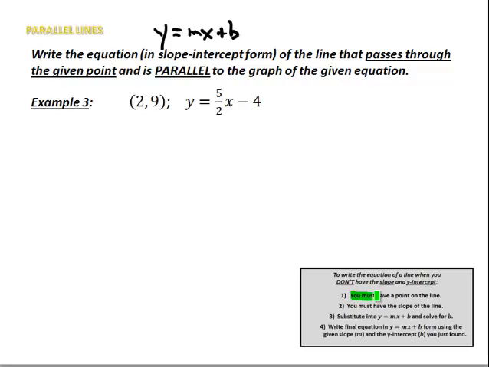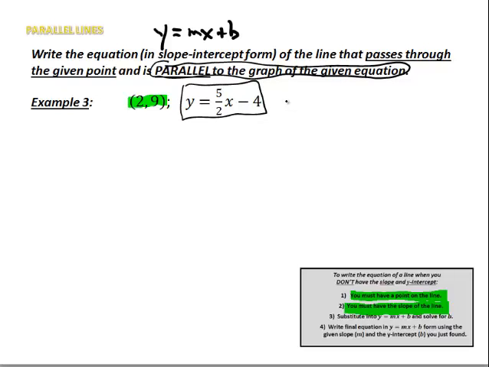So the first thing you have to have, remember, is a point on the line, and we do have a point on the line, 2, 9. The next thing we need to have is the slope of the line. Well, we don't have the slope specified or written out, but I do say that this is parallel to the graph of the given equation. Okay, so it's parallel to this equation. If it's parallel, it means they have the same slopes. So what I want to do is make sure the equation is written in y equals mx plus b form, and then pull out the slope.